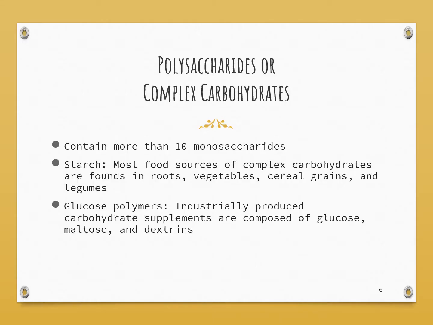Okay, so on page 68 is where we'll start talking about polysaccharides. Whenever we have 10 or more monosaccharides in a chain, it is considered a polysaccharide or a complex carbohydrate. This is different from your simple carbohydrates, right? Starches are going to be in foods like root vegetables, cereal grains, and legumes.